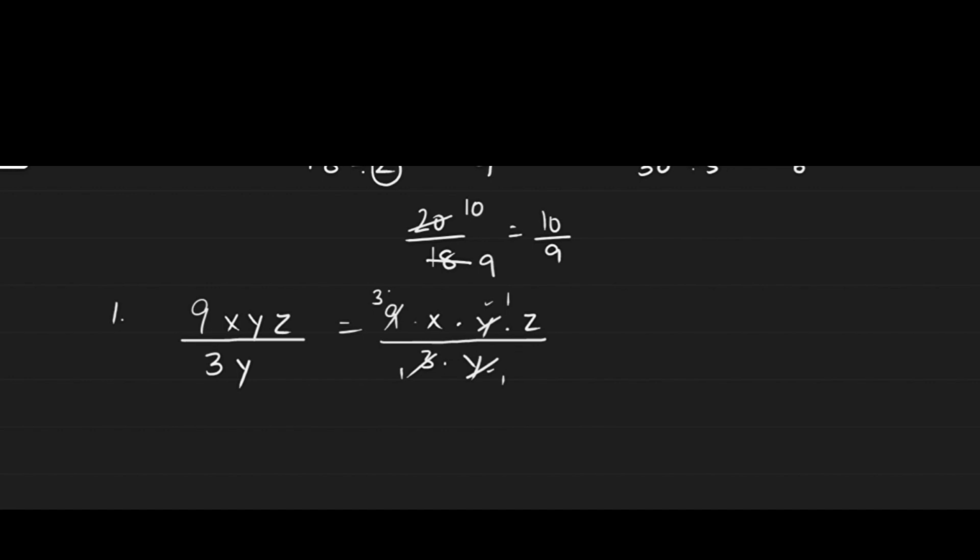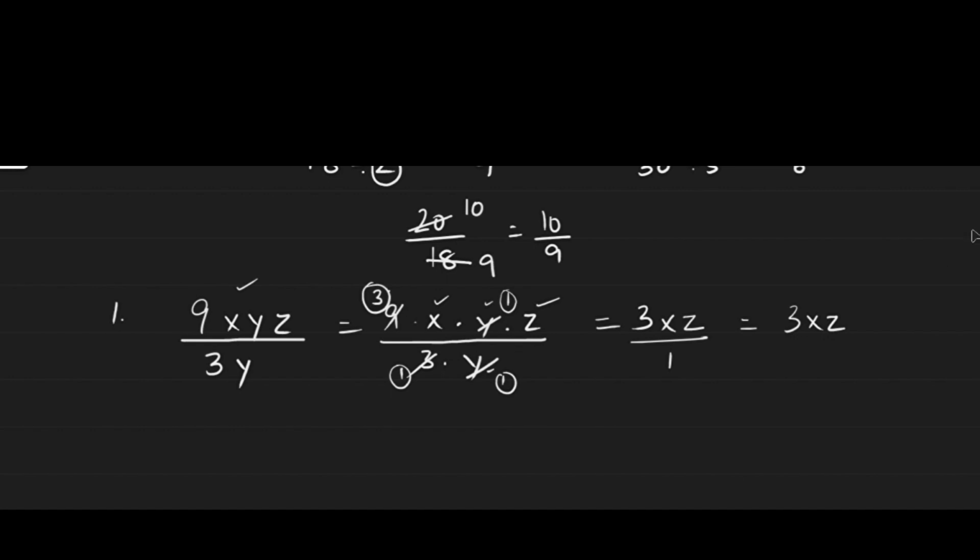Any other common factor we can see? No. So my answer is 3, then we have x, then y is already cancelled out. I have this 1; I can write 1 or I do not write 1. It does not make a difference, because multiplying by 1 will give you the same exact answer. And then I will write z. Do I have something in the denominator? I have only 1 and 1. 1 multiplied by 1 is 1. So it's the same as 3xz. So this is the answer for this fraction.